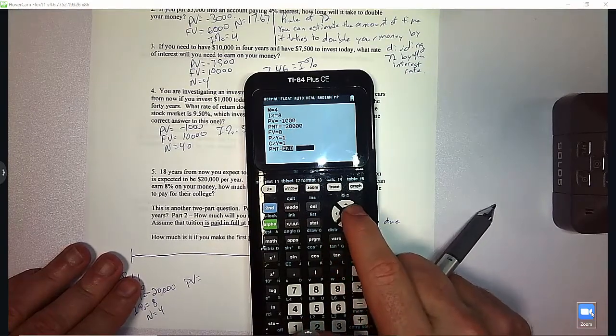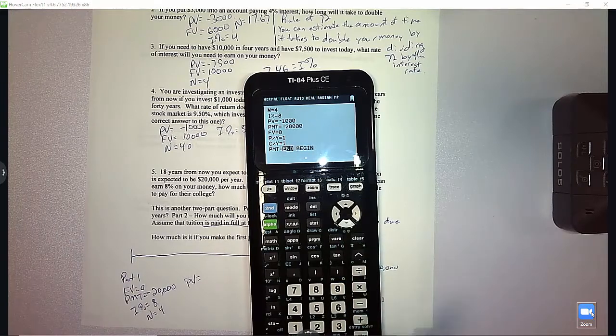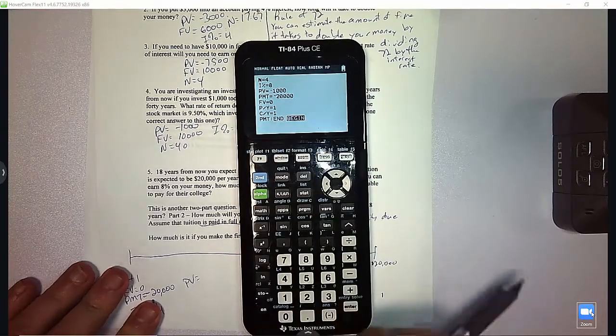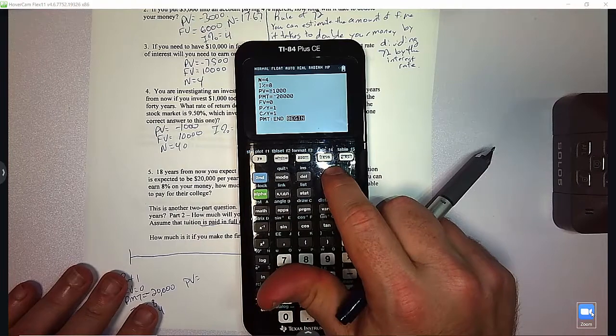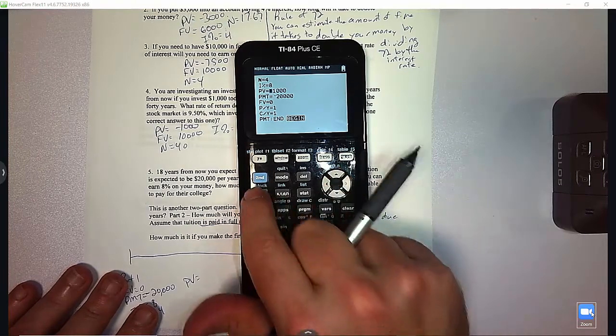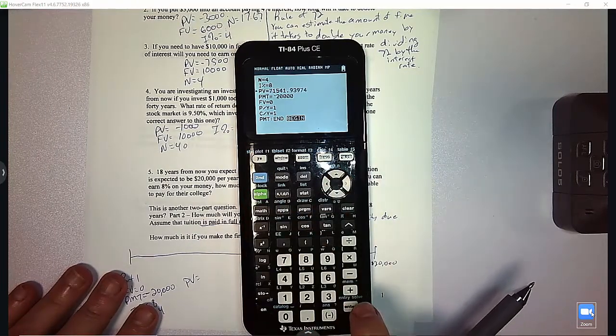And I'm going to switch this here to the beginning instead of the end because, again, this is an annuity due. So I'm going to press enter there to switch that over. And now I'm going to calculate my present value, pressing alpha, then enter.